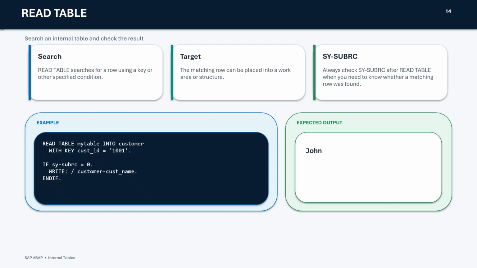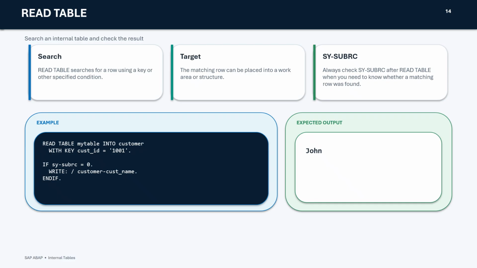In case this record fetching is not executed correctly, it's a no record, then sy-subrc has a different value, like 1 or 4, and we'll discuss later what those different codes are used for. But here, if it succeeds, sy-subrc equal to 0 means success, then we can print this customer name.